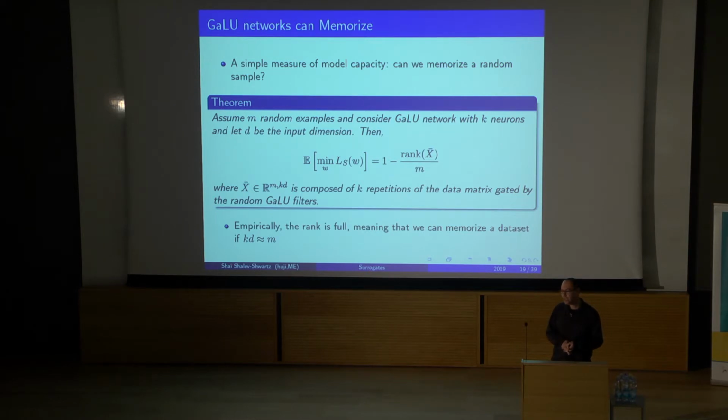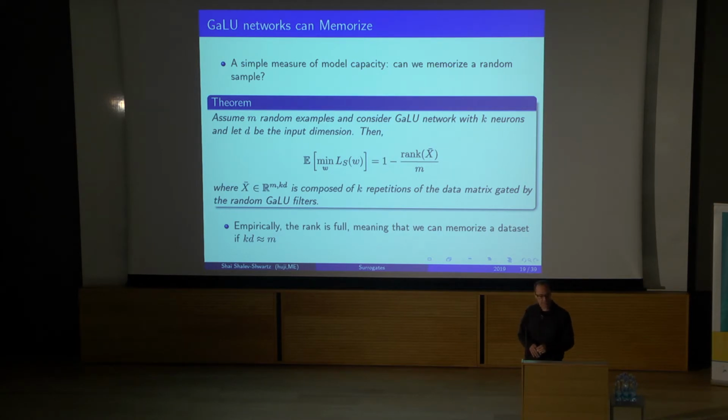And here we have an exact characterization of how well GaLU networks can memorize random labels. Assume that we have m random examples, and we look at GaLU networks with k neurons, and let d be the input dimension. Then the expected loss of the solution of the GaLU network, where we can talk about the minimum because we know how to solve it exactly, is exactly 1 minus the rank of some matrix over m.